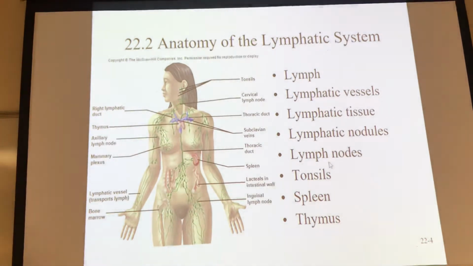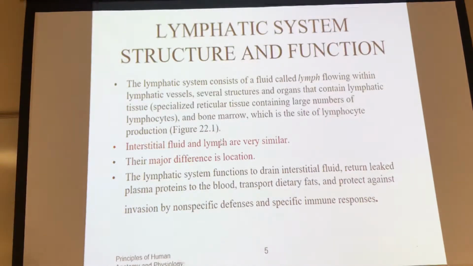Lymph nodes being a very important one, tonsils, spleen, and the weird one is thymus, because the thymus actually goes away as we become adults. Lymphatic system and structure. The system consists of fluid called lymph, kind of makes sense, flowing within the lymphatic vessels. The fluid is formed by the filtration and reabsorption of the blood capillaries. Remember, 10% of what is filtered goes into the lymphatic system and turns into lymph.